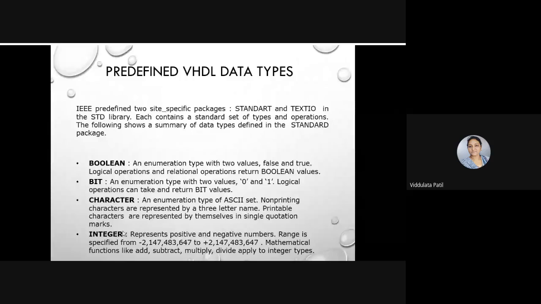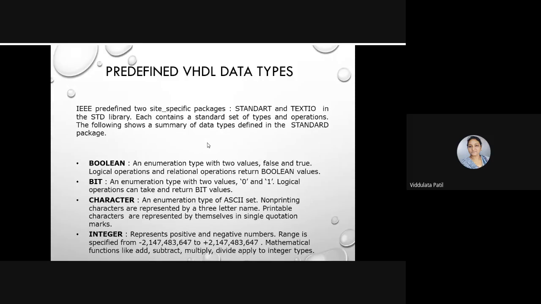Whenever we are using the IEEE std package, it uses these predefined data types. The first is Boolean, an enumeration type with the two values false and true. If you are saying a Boolean type, then that means it will have two values, false and true, and it is used whenever we need to perform certain logical operations or relational operations.